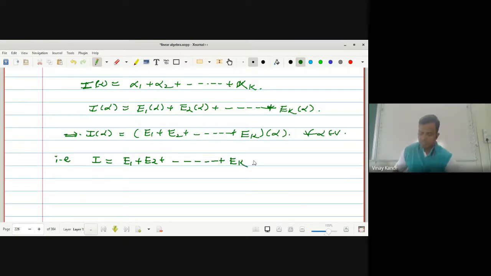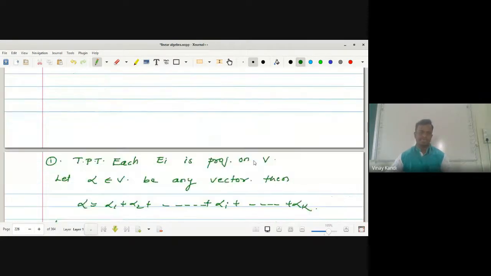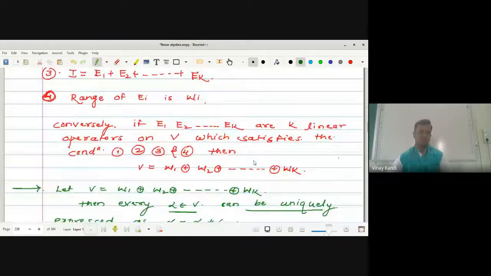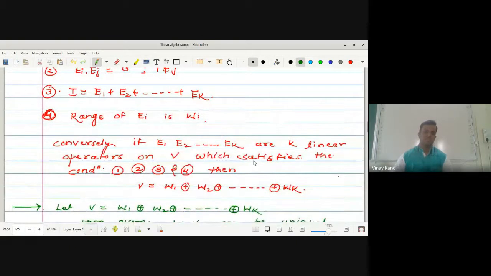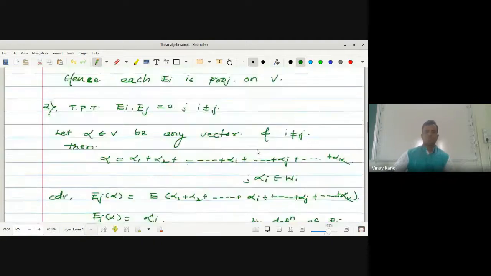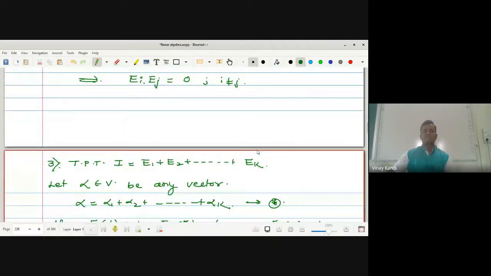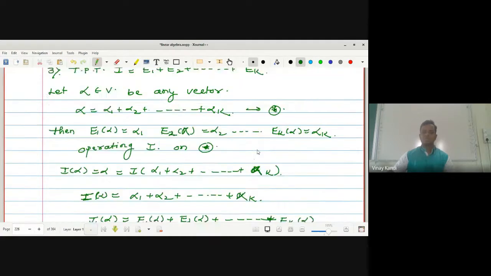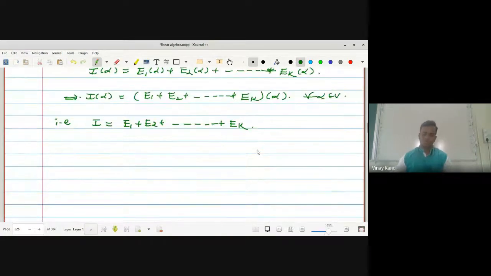Yes, sir. Okay, now the fourth statement. What is the fourth one? Range of Ei is equal to Wi. E_i of alpha is equal to alpha_i. Okay, and alpha_i belongs to what? Alpha_i belongs to Wi. That means the range of Ei is nothing but Wi.